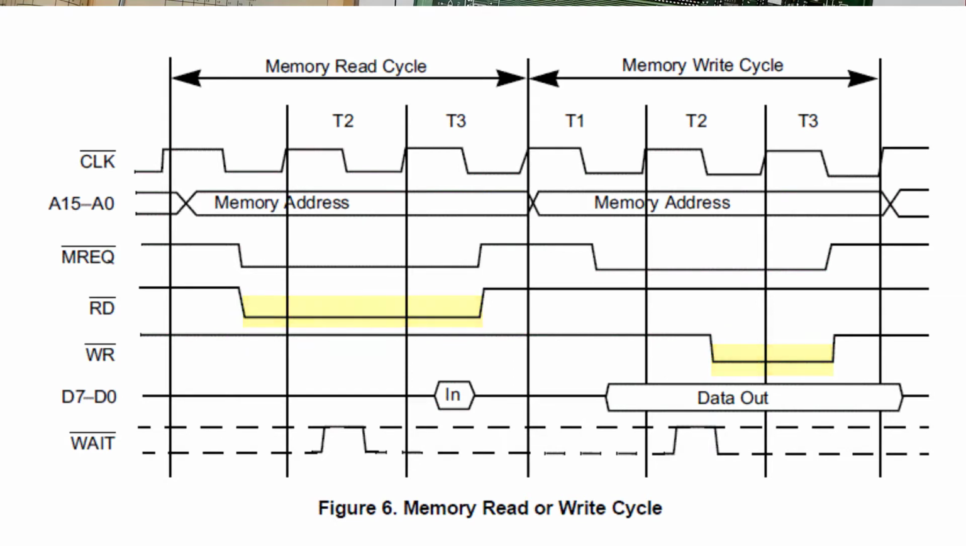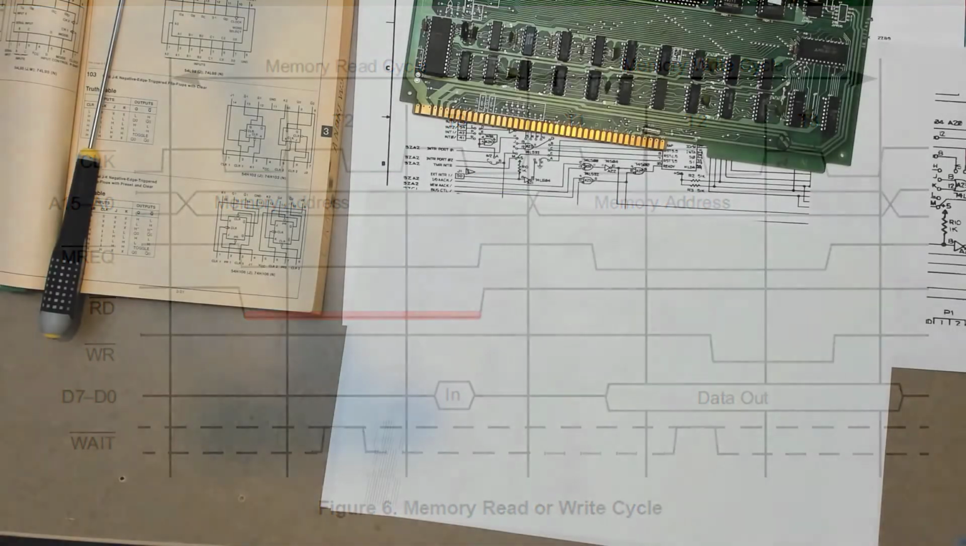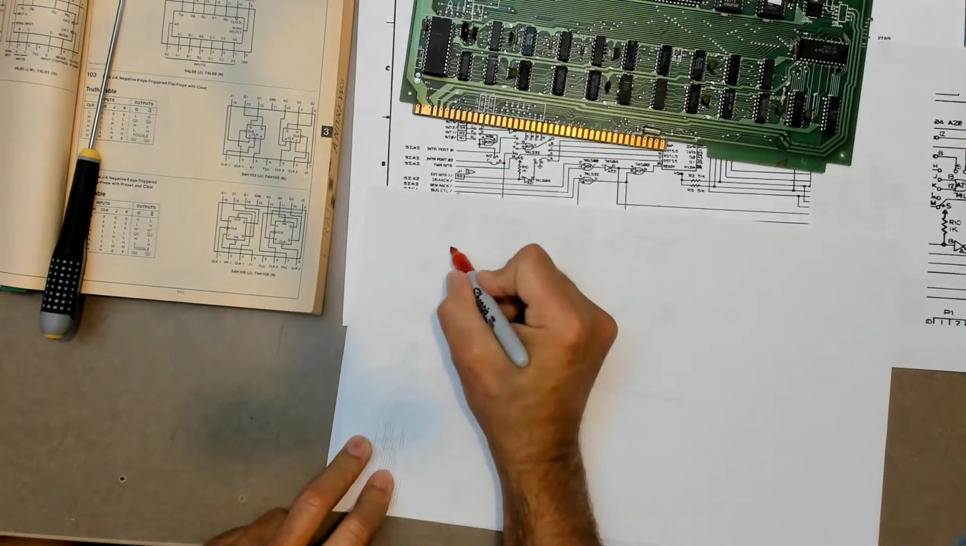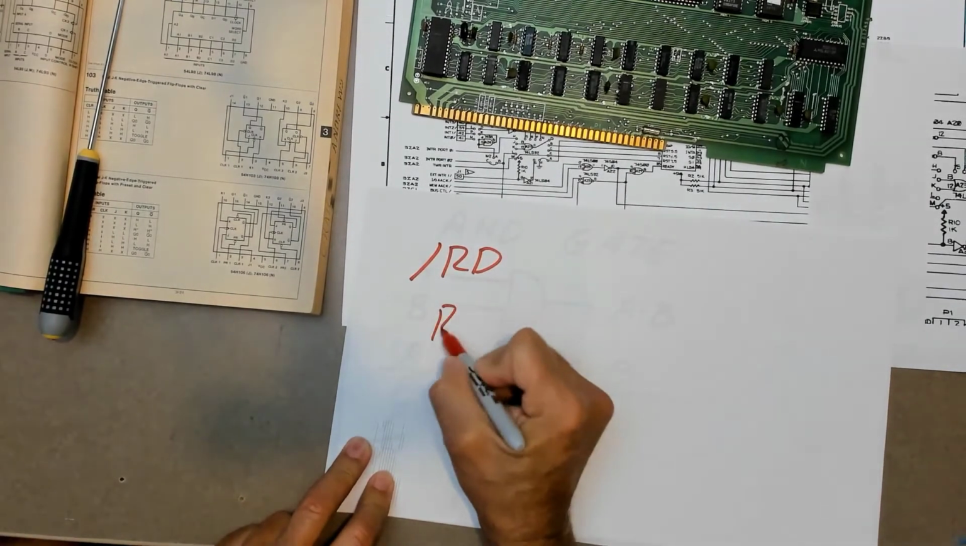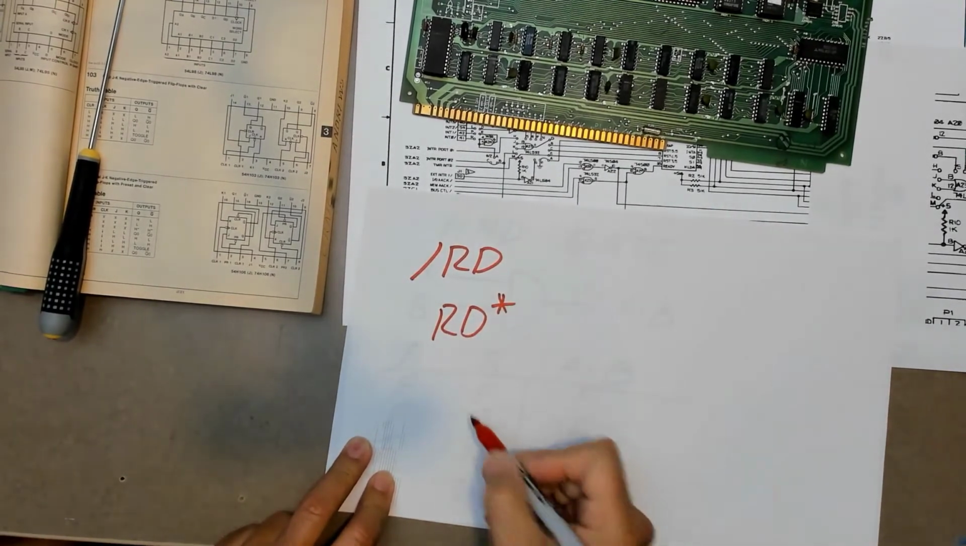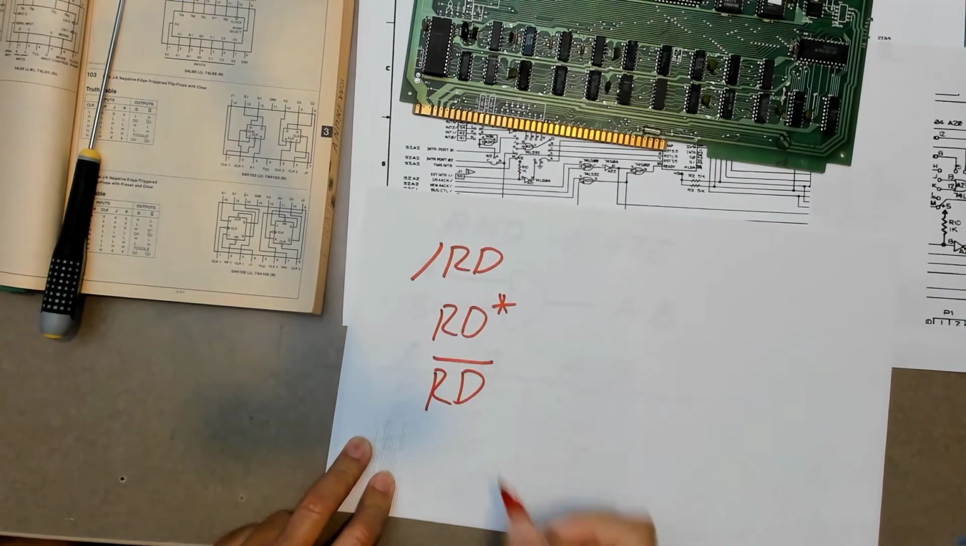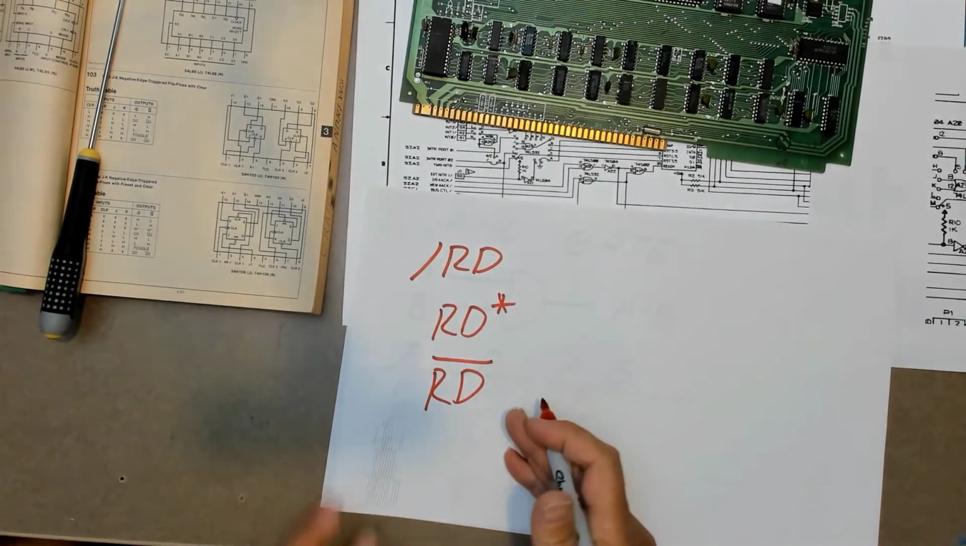like we see in this waveform. Read is normally high. When we're actually doing a read, it goes low. And the way that they're noted, they'll either be something like a read with a slash in the front, or it'll be a read with an asterisk after it, or it'll be a read with a bar over the top. These all mean that it's active low.